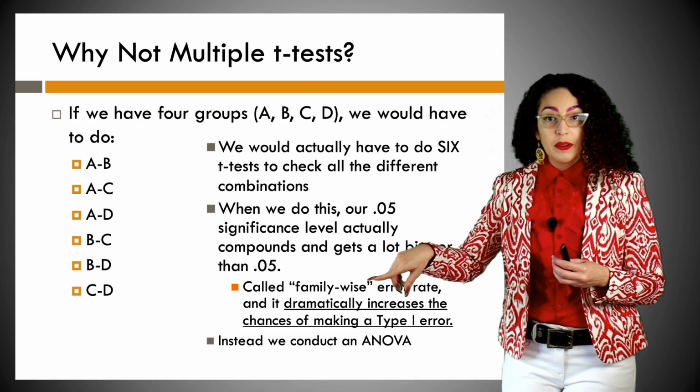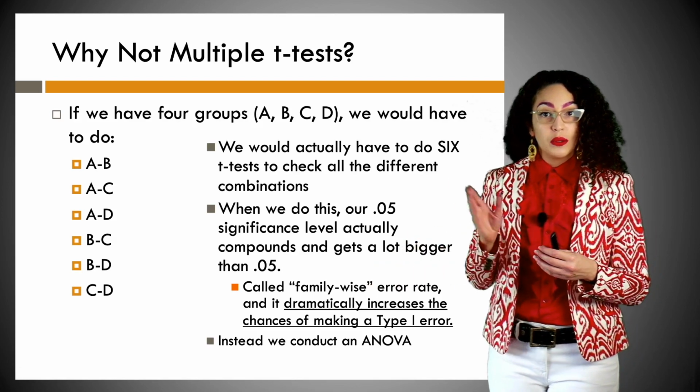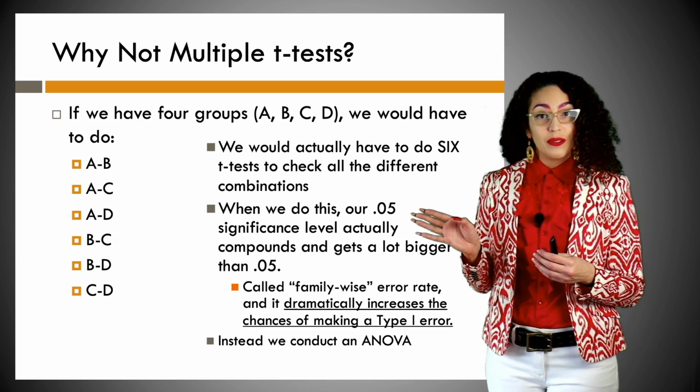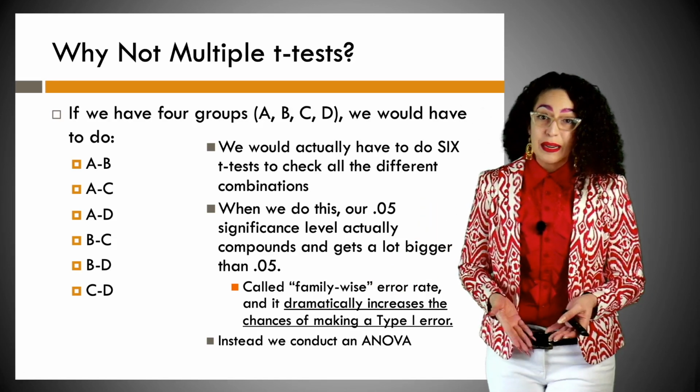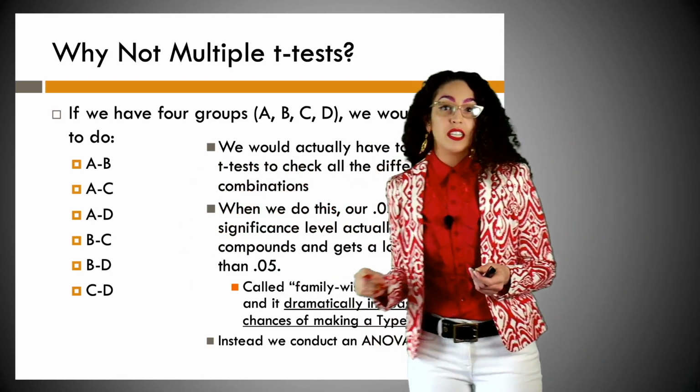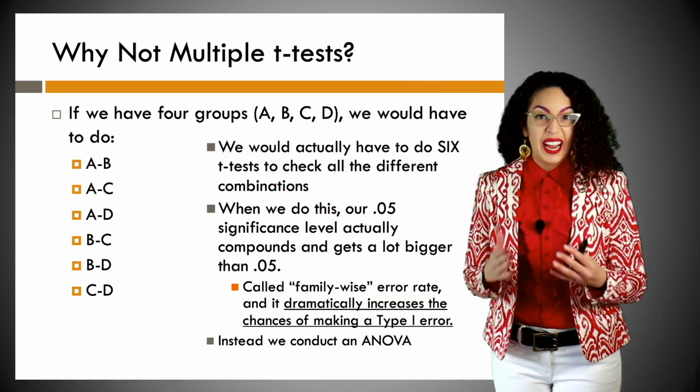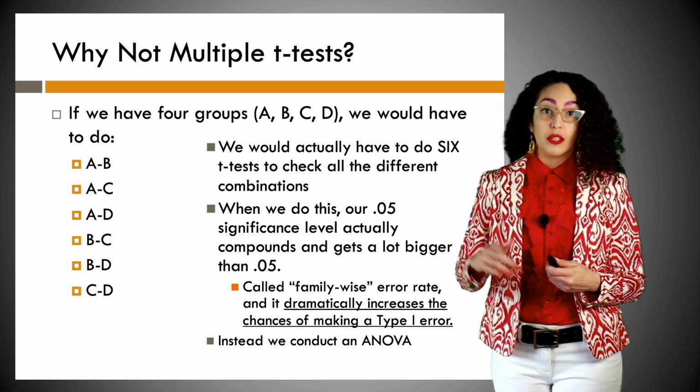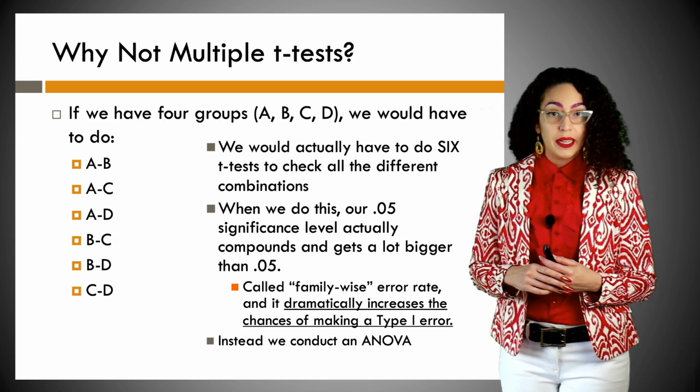So experiment-wise or family-wise alpha is when you set your alpha level to 0.05, but really it's getting much higher than that because you are running a whole bunch of these 0.05 t-tests. So it actually compounds and it's no longer 0.05. So ANOVA helps us handle that.